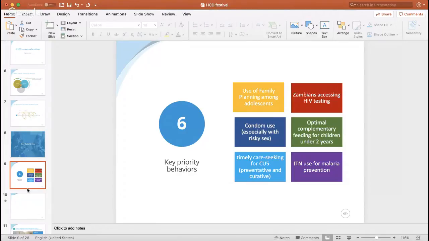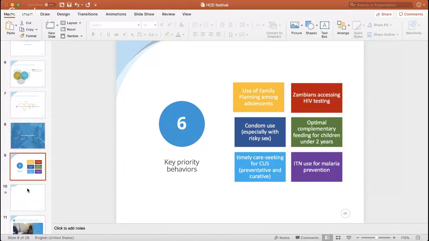So for Zambia, we had to develop insights for each of the priority behaviors and also for each of the populations that we are targeting. So we had insights for men, for adolescents, for mothers, and also for health providers. So it's a very complex project, but so far we have reached amazing results. Right now we are before scaling our solutions.